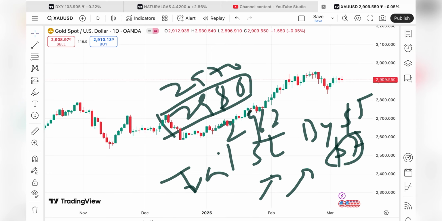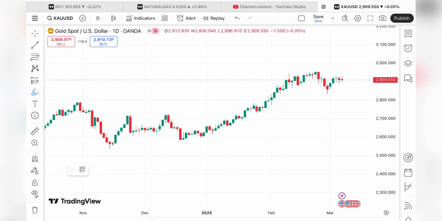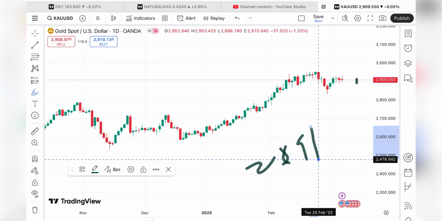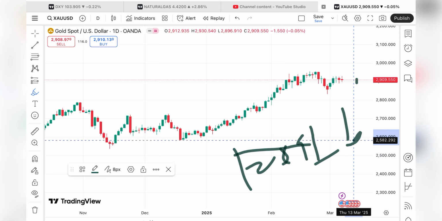But if that doesn't sustain, we can see further movement below $2930 to $2800, as you can see looking at this chart. Chances are high that if the price goes below $2891, we can see a further downfall.